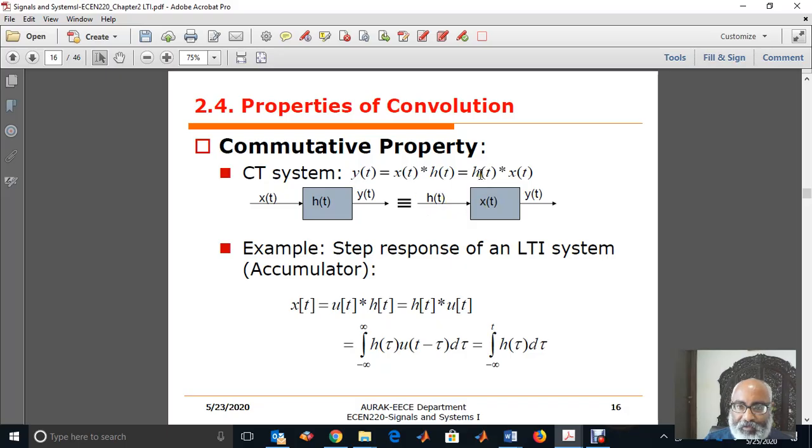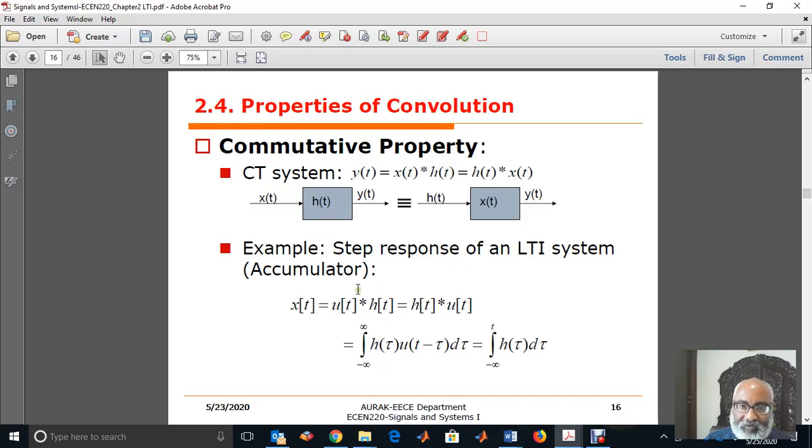Then this will be h of t convolved with x of t, and I will get y of t. The two outputs are the same. So x of t convolved with h of t is equal to h of t convolved with x of t. In the first case, the integration will be from minus infinity to infinity of x tau h of t minus tau d tau. In the second case, it will be from minus infinity to infinity of h tau x of t minus tau d tau.